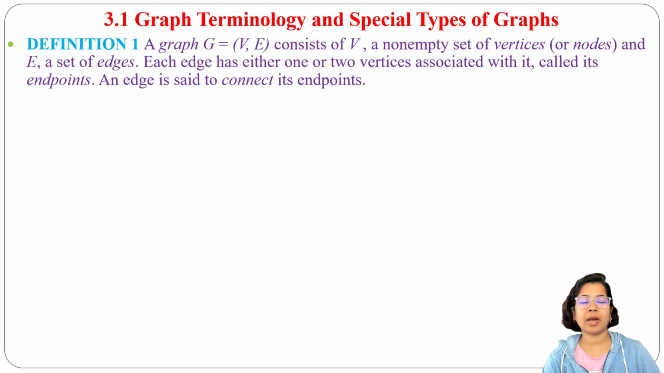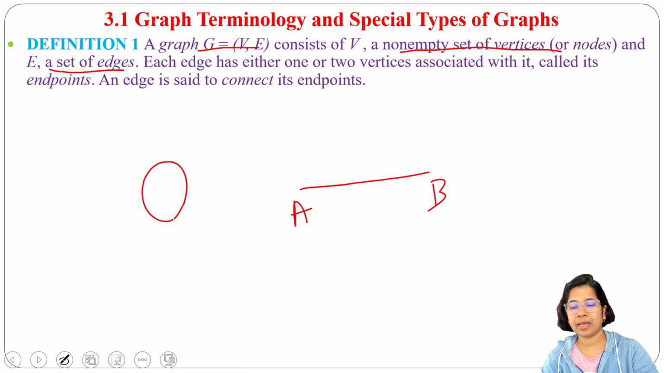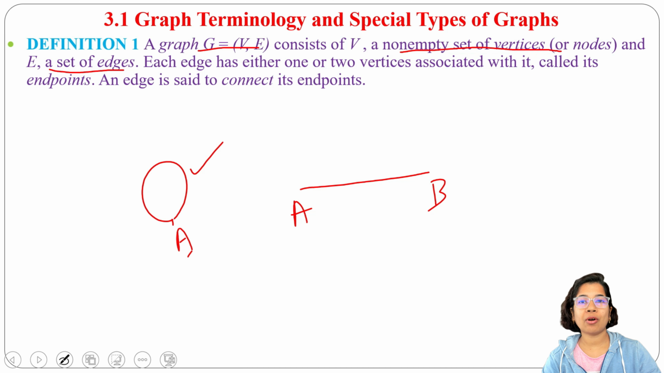So definition 1, it's about graph. G equals to (V, E), where V is a non-empty set of vertices or nodes and E is the set of edges. Each edge has either one or two vertices associated with it. So this is an edge. Here is one vertex A, another vertex B. So each edge can be associated with two vertices or one vertex like this. This is A. So here this edge is associated with one vertex, and these are called its endpoints.